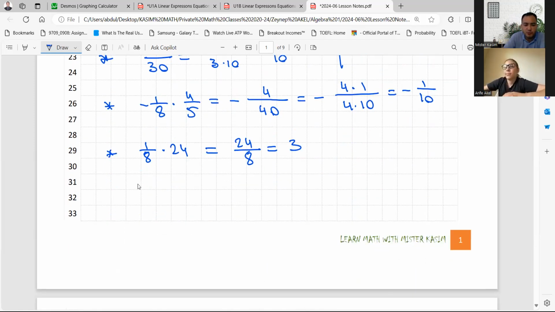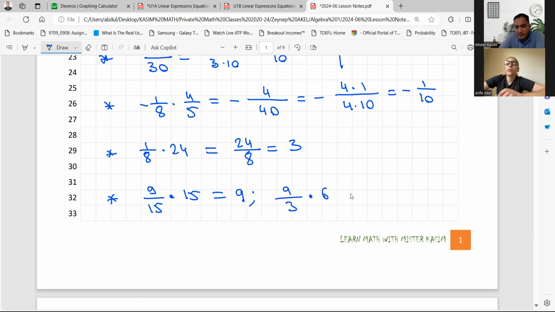The next time you should try to do it this way. Like, for example, what is 9 over 15 times 15? It is 9 because 15 divided by 15 is 1. How about 9 divided by 3 times 6 equals what? Look, we are dividing 6 by 3, right? 6 divided by 3 is 2. 2 times 9 is 18. Can you see that? Yeah.